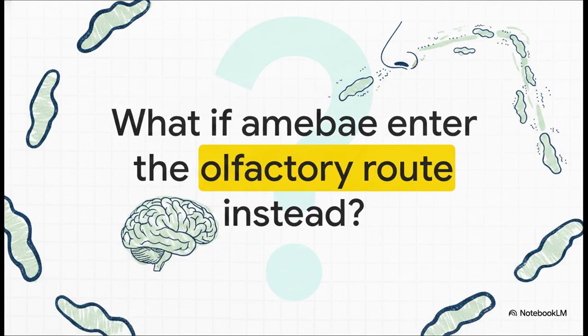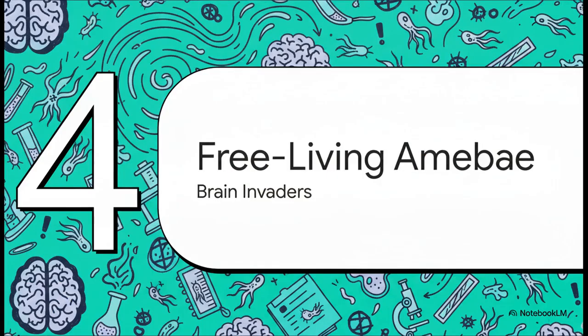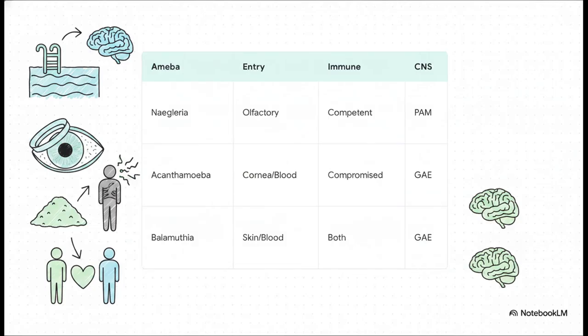But what happens when a completely different type of amoeba bypasses the gastrointestinal tract entirely? What if instead of being ingested, it enters through the olfactory route, traveling straight up into the brain? That brings us to Section 4, Free-Living Amebae, the Brain Invaders. These are terrifying and highly, highly testable organisms. Let's contrast the big three you need to know: Naegleria fowleri, Acanthamoeba, and Balamuthia. And this brilliantly illustrates how perfectly they differ.